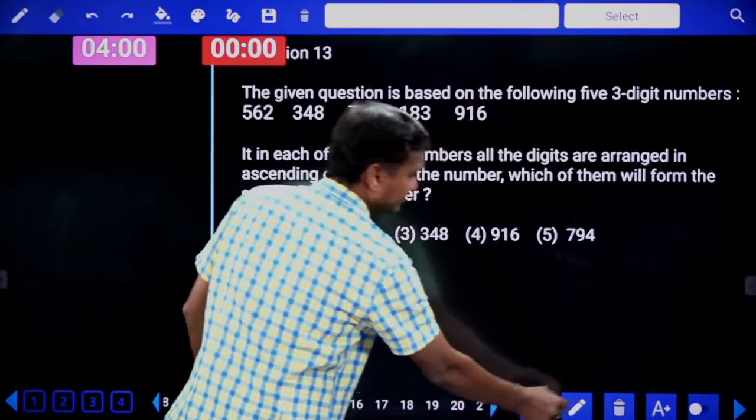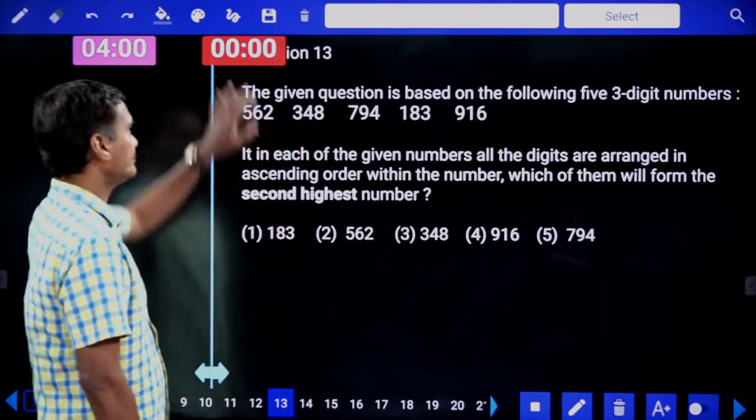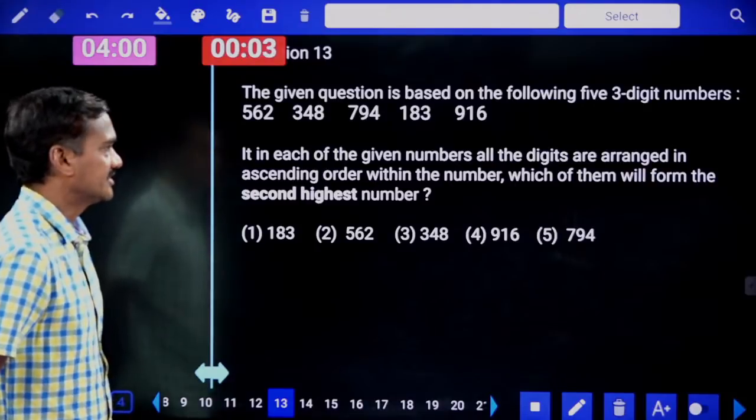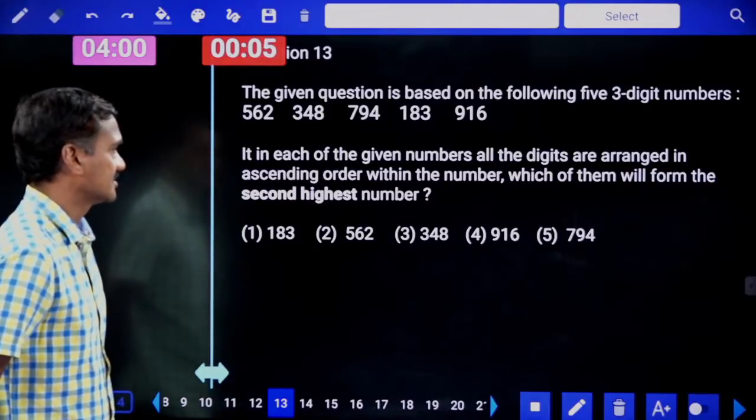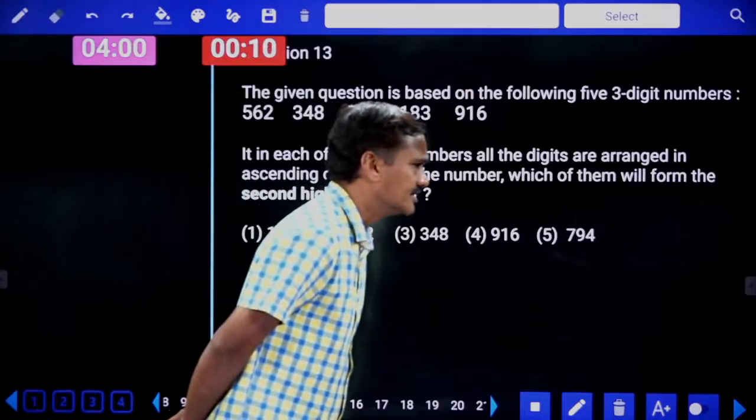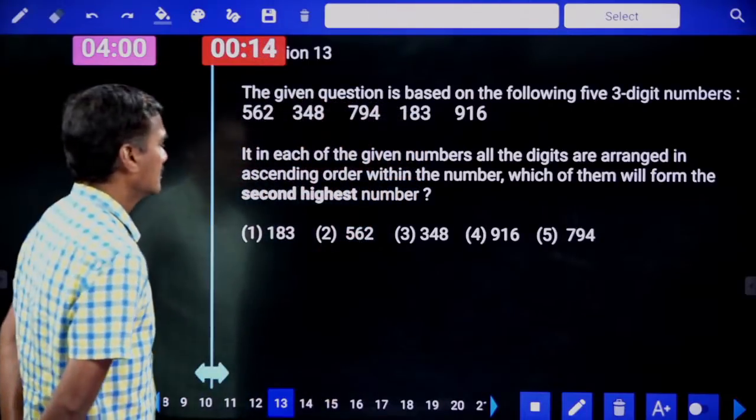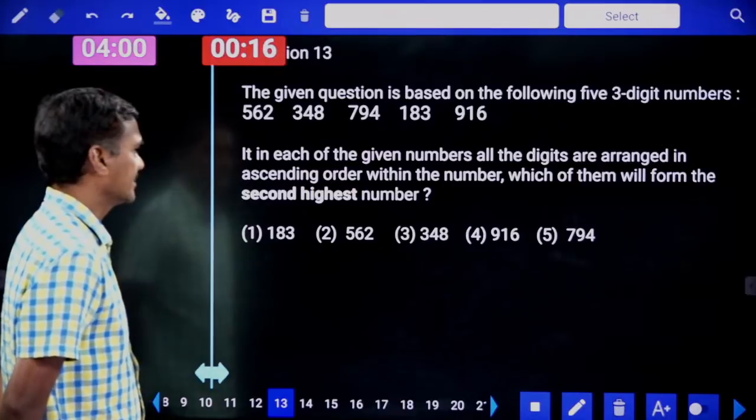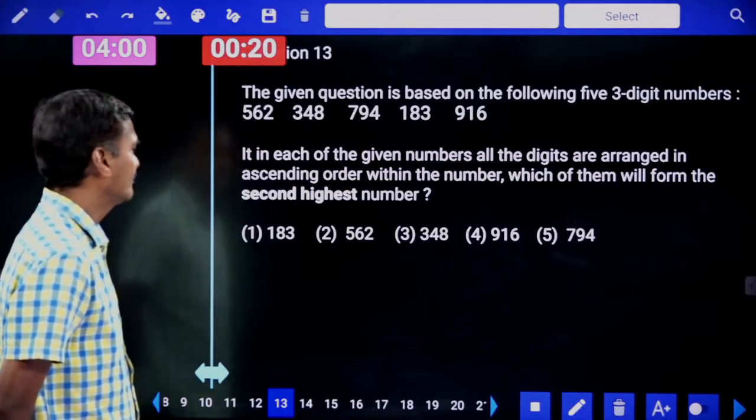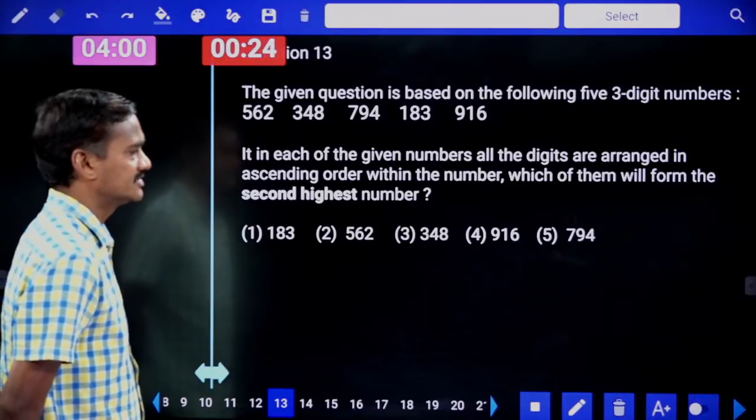Then coming to question number 13. 13th one. If in each of the given numbers, all the digits are arranged in ascending order within the number, which will form the second highest number? Now we need to find out the second highest number.